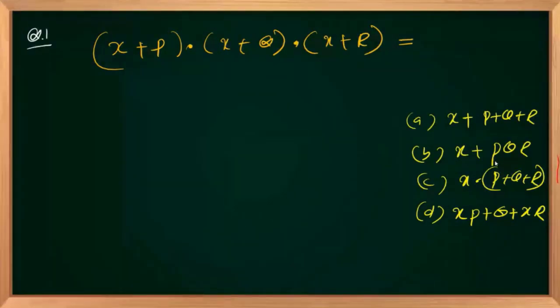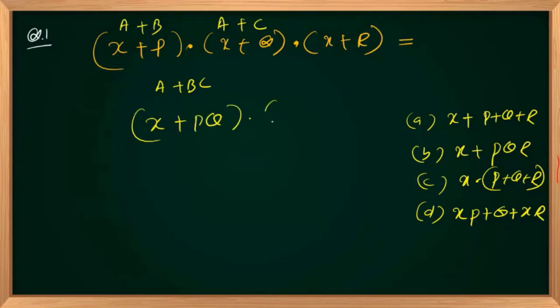So what is your option, A, B, C, D? Right, it will be the second option. This is of the form (A + B)·(A + C), so that will be A + BC. So that will give you x + pq.